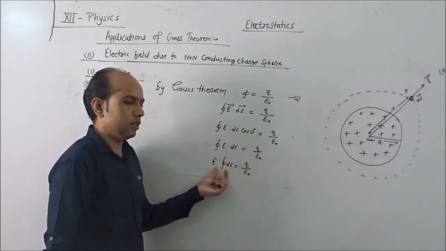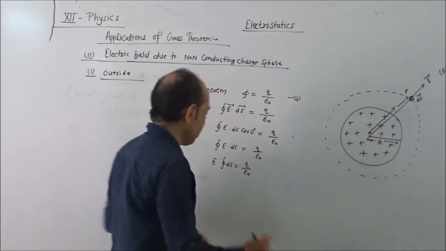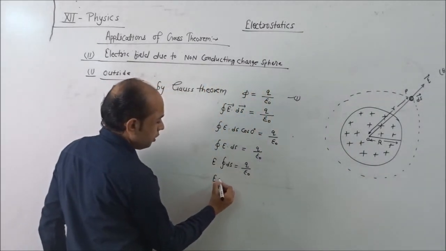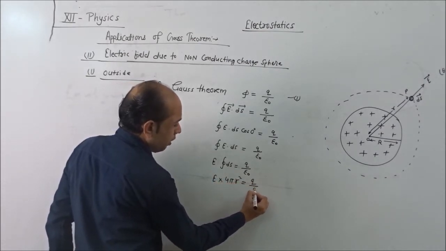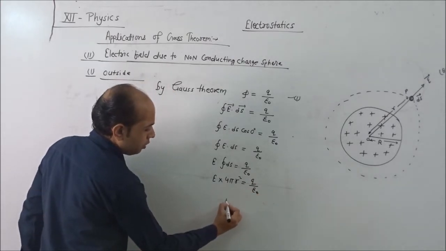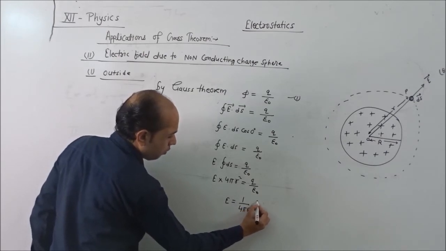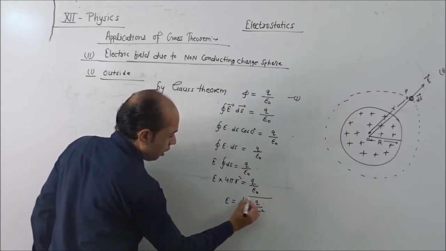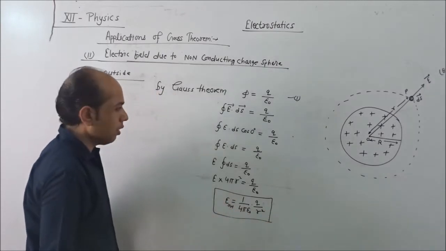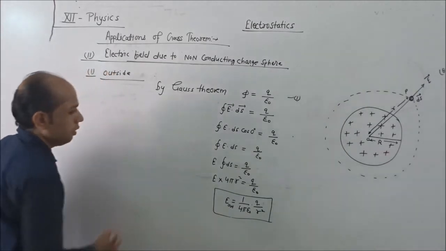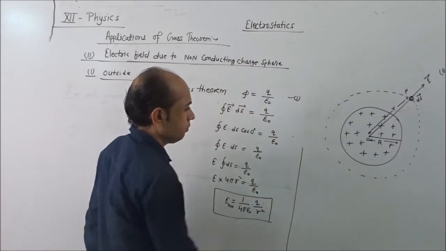Now integration of ds. Because of the sphere, the area of the sphere is 4 pi r square. So integration of ds is replaced by 4 pi and small r square, and this equals q upon epsilon naught. From this, E is equal to 1 upon 4 pi epsilon naught, q upon small r square. So this represents the electric field outside.